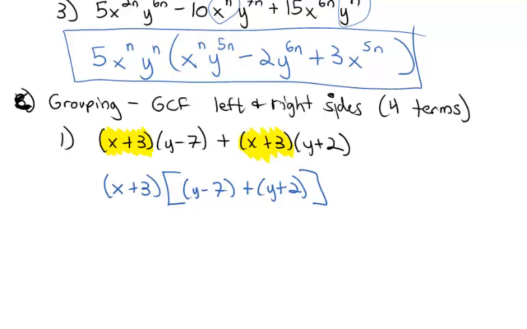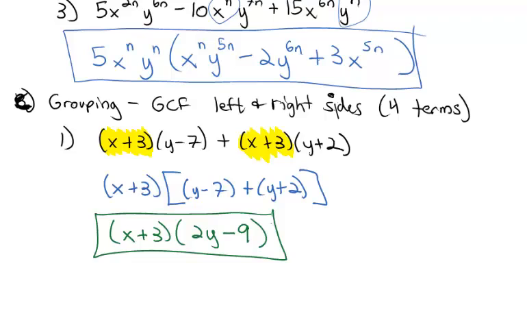And we can simplify that last parentheses a bit by combining like terms. The x plus 3 is still there. We've got 2y's minus 9. Minus 7 plus 2 is 9. And we have now factored this expression.